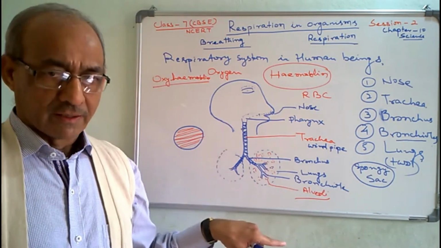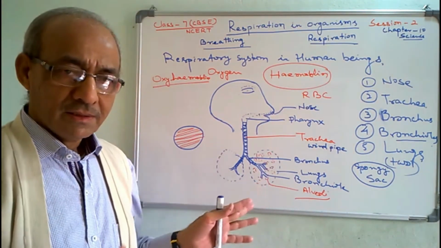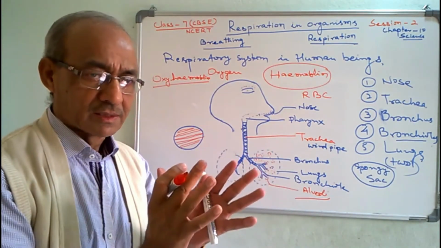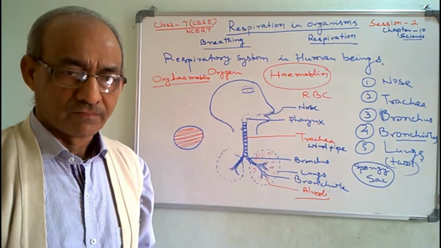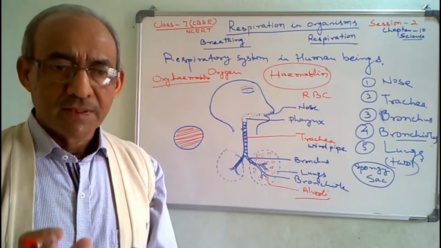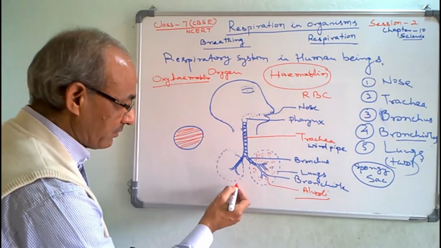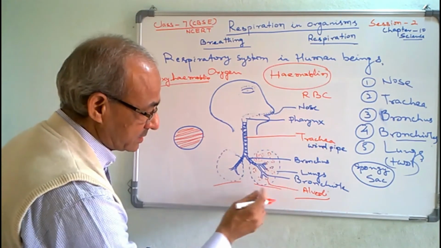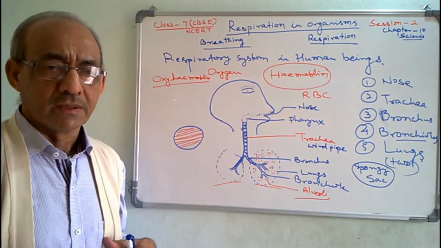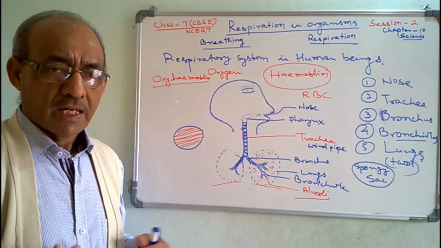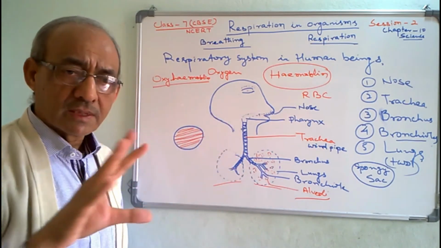And from there, by the process of exhalation, carbon dioxide is pushed by the lungs into the trachea. From there, the carbon dioxide is exhaled out from the nose. Here, one specific organ we will discuss later in the next class, that is called the diaphragm. Diaphragm is found beneath both the lungs in the thoracic region, in the chest region. Diaphragm plays a very important role in contraction and expansion of the lungs.